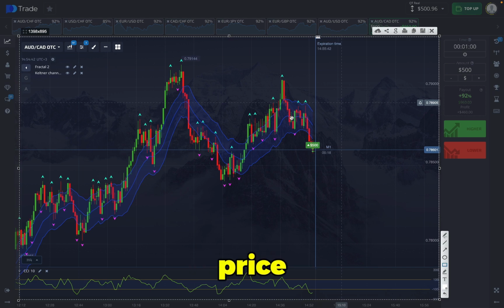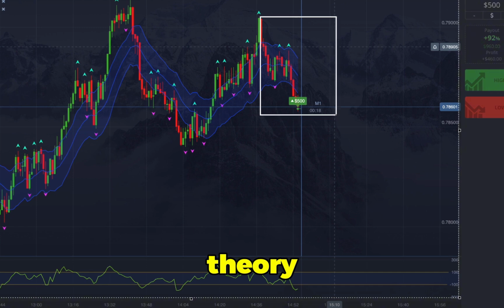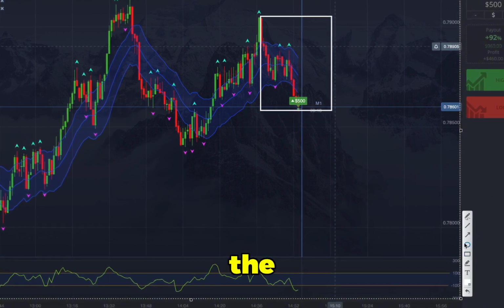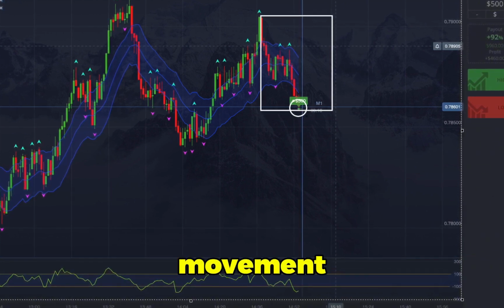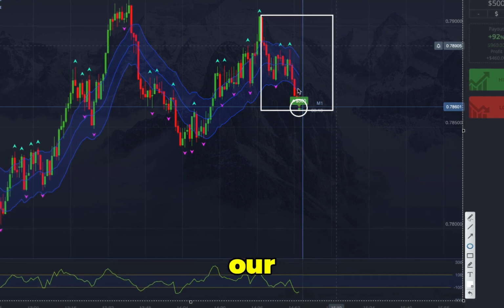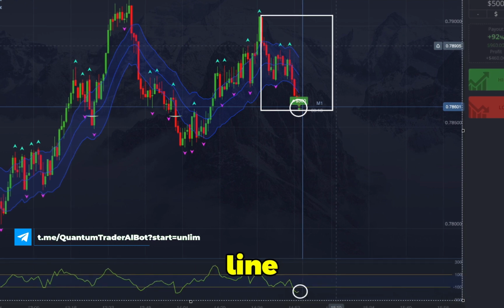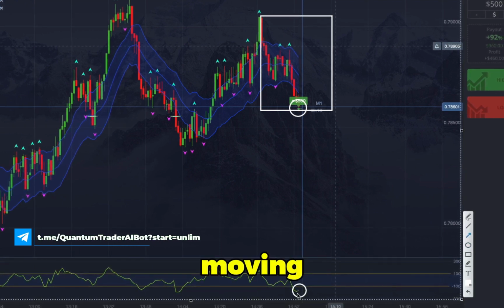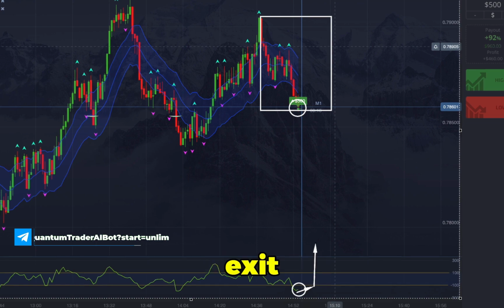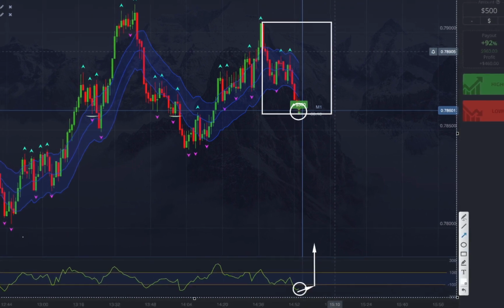So we have a price pullback here. In theory, a new local minimum is forming. The fractal will have to show this to us. The movement has also entered the outer part of our channel indicator, and accordingly, we have a reversal here on the moving line of our oscillator. The moving line is unfolding and should exit the oversold area. Let's see.